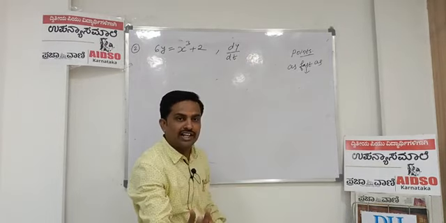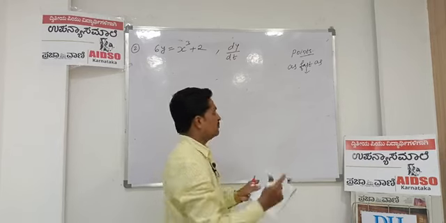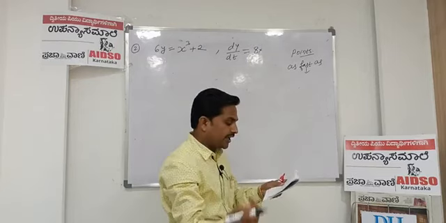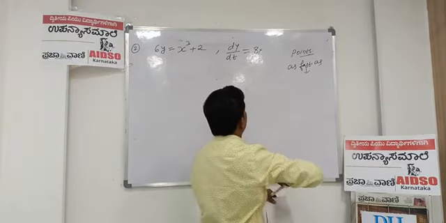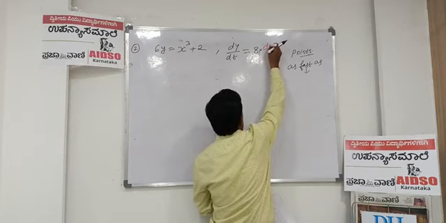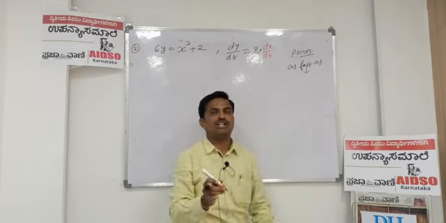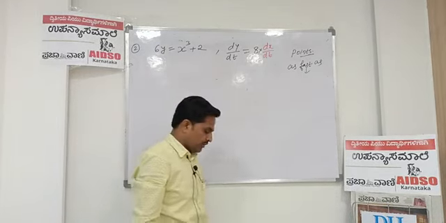The y coordinate, dy by dt, is changing 8 times as fast as the x coordinate, and the x coordinate can be taken as dx by dt. And 8 times means what? 8 into indicates multiplication.